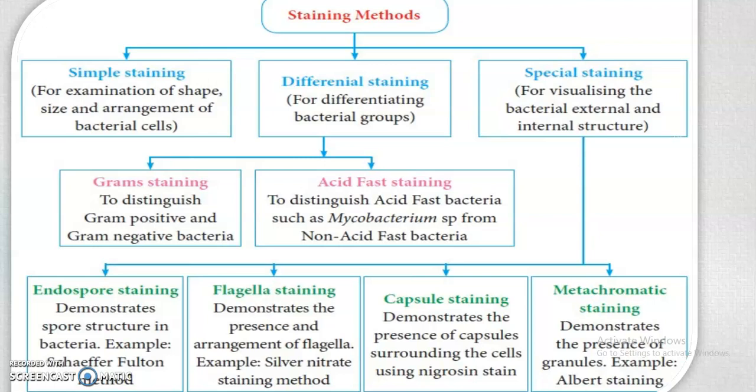Metachromatic staining demonstrates the presence of metachromatic granules or volutin granules. These are inclusion bodies produced by some bacteria. An example of the method used is Albert staining. These are some important staining techniques used in microbiology.